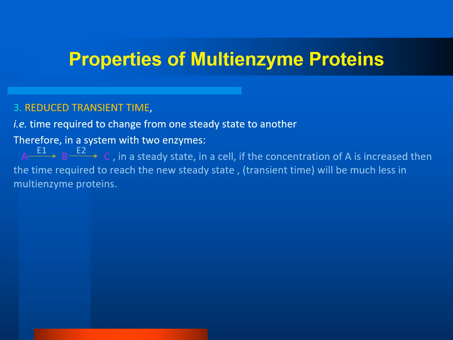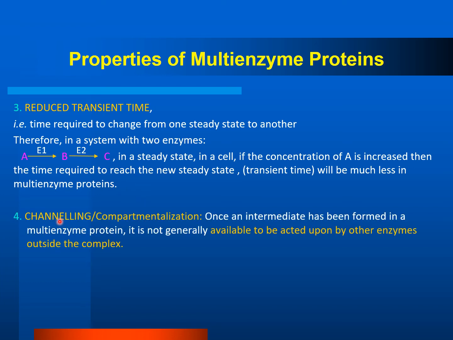Suppose in a system with two enzymes E1 and E2, A is the initial substrate and C is the final product, the two participating enzymes are E1 and E2, and B is the intermediary substrate. If there is a steady state in a cell, and somehow the concentration of A is increased, then the time required to reach the new steady state will be much less in multi-enzyme proteins.